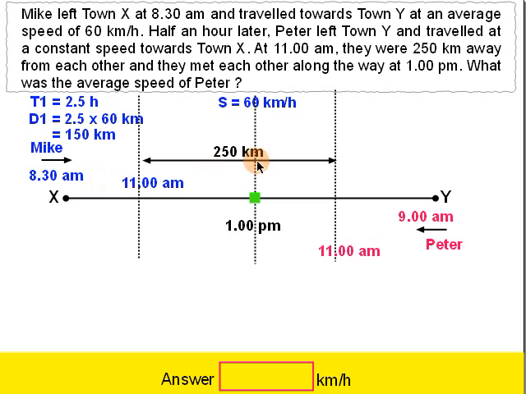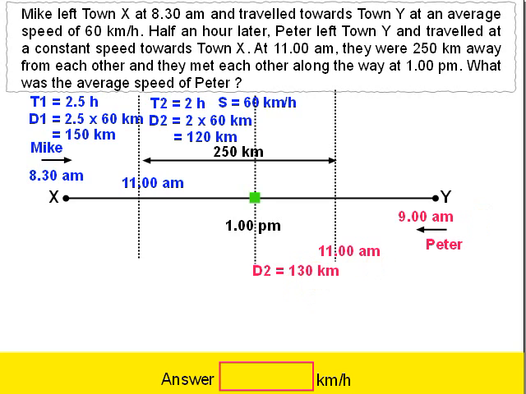And here is 250 km. So now time 2 will be 2 hours, because it's from 11 a.m. to 1 p.m., which is 2 hours, and the distance traveled is 2 hours times 60 km per hour. That gives us 120 km. So obviously this is equal to 130, because it's 250 minus 120, that gives us 130 here.